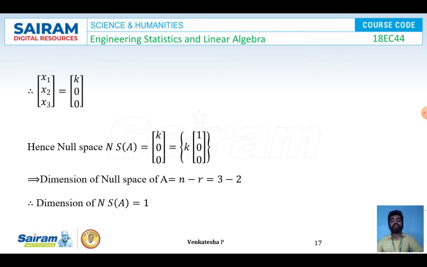By taking k as a common factor, I get the matrix [1, 0, 0]. Hence the dimension of the null space is given by n minus r, which is 3 minus 2. So the dimension of the null space of A is equal to 1.